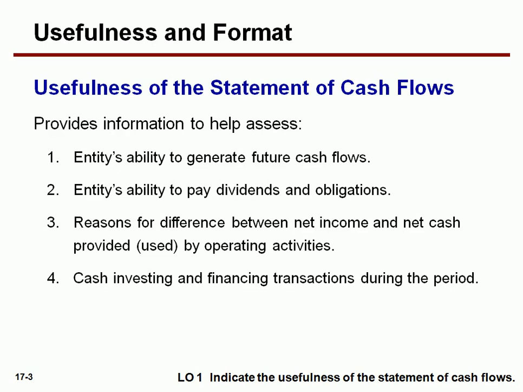The third is the reasons for difference between net income and net cash provided or used by operating activities. Net cash is a different thing and net income is a different thing. It is not necessarily so that if a company has 50,000 net income, the company has 50,000 net cash. In net income we are talking about the whole income statement, which includes expenses, inventories, and each and everything. But net cash is purely related to cash activities.